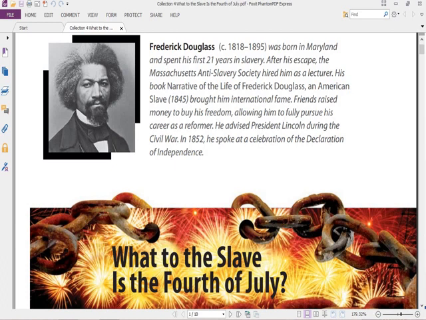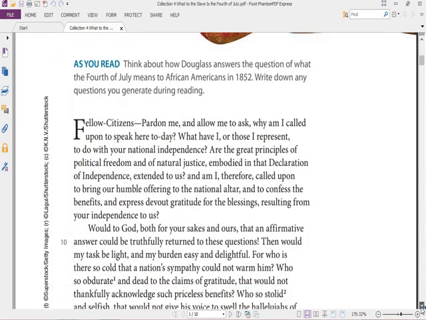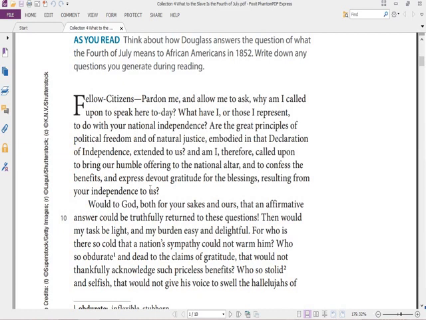He objects to being invited to the celebrations of the 4th of July, which represents Independence Day. So, what to the slave is the 4th of July? What does the 4th of July represent to the slave? How can a slave celebrate the independence of the country? Independence means freedom. This idea can be clear in the first 7 or 8 lines here.